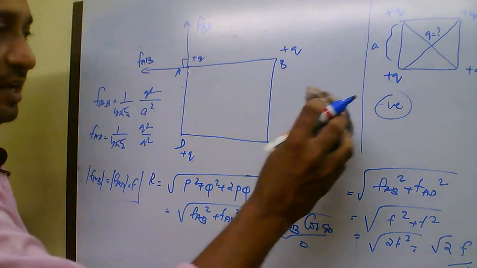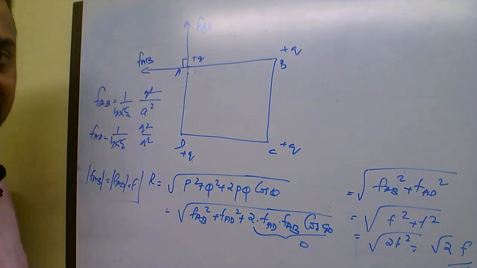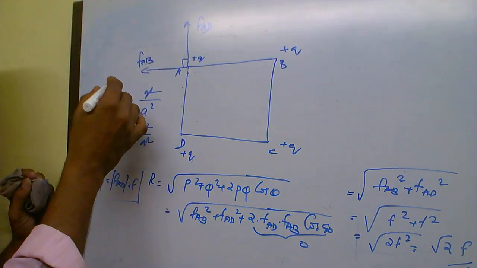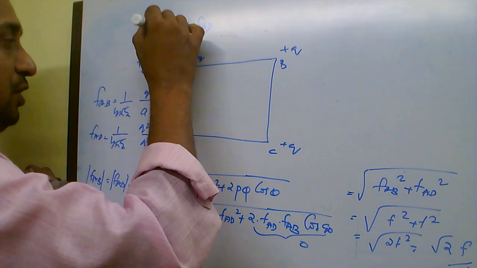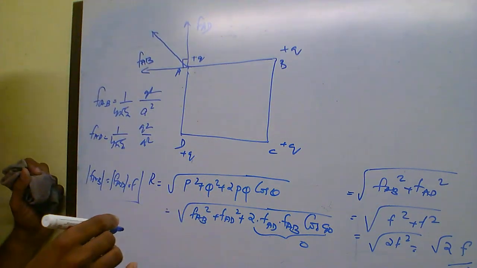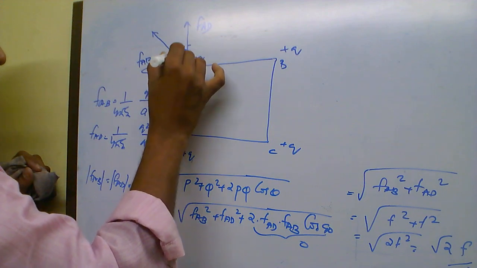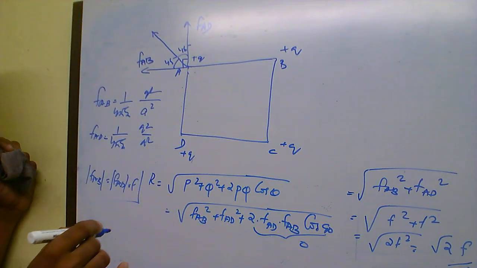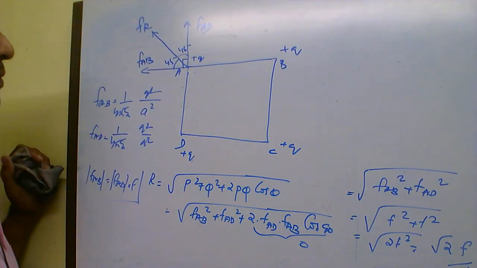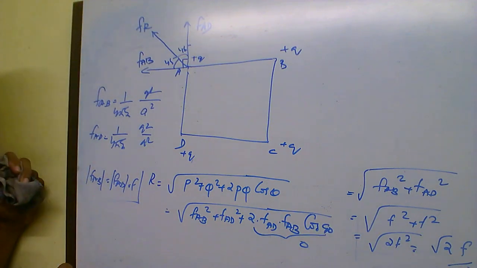Now in which direction will that force be acting? You understood the resultant of the forces, you should also know the direction in which it is acting. Since the forces are at 90 degrees to each other, the resultant will be acting at an angle of 45 degrees, so this is 45 and this is also 45. So this will be the resultant FR, that is root 2 times F.